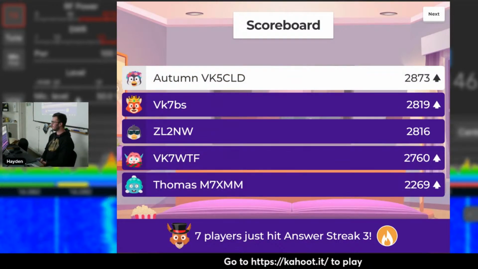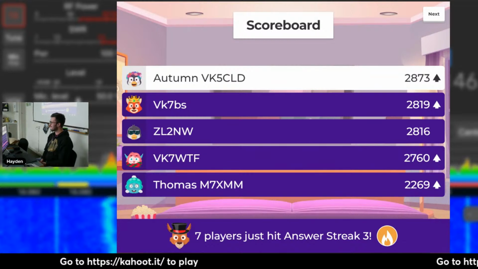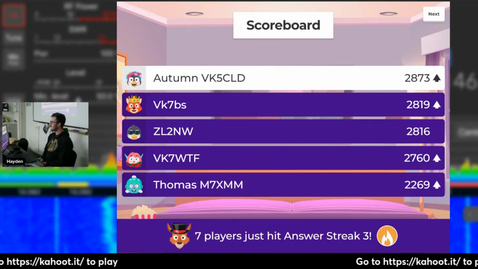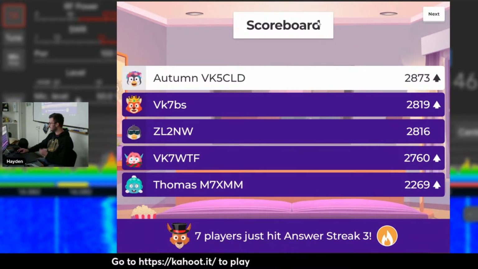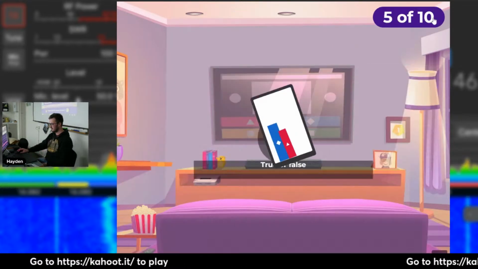Autumn has moved up into first place. Bob up into second. ZL2NW in third. And VK7WTF in fourth. Thomas M7XMM in fifth. 7 players just hit the answer streak of 3.